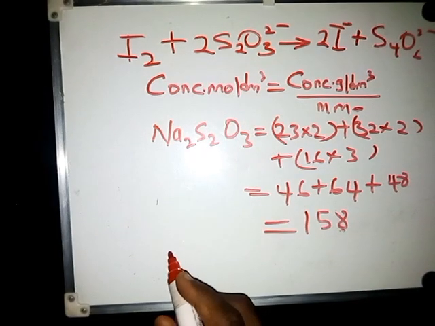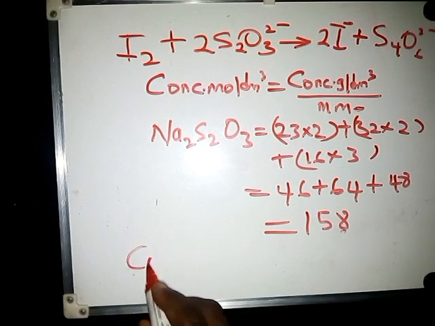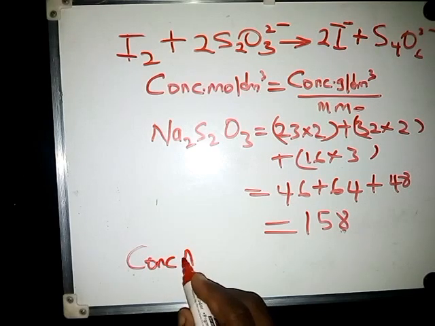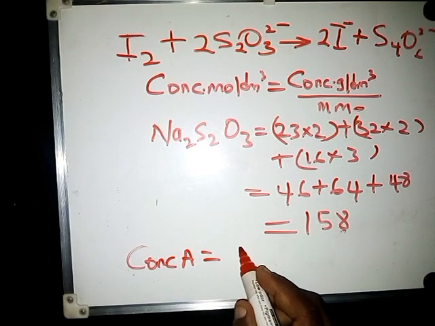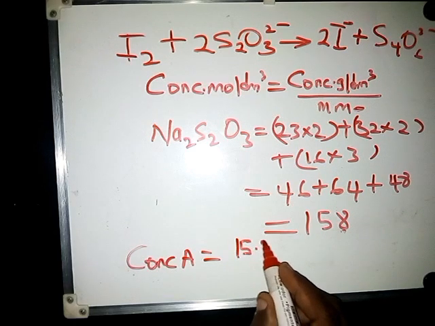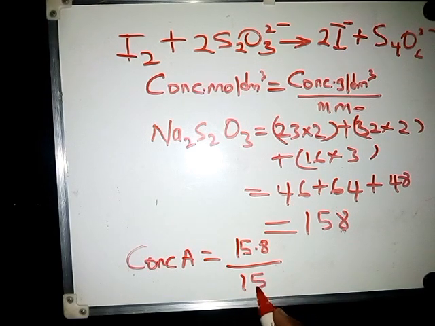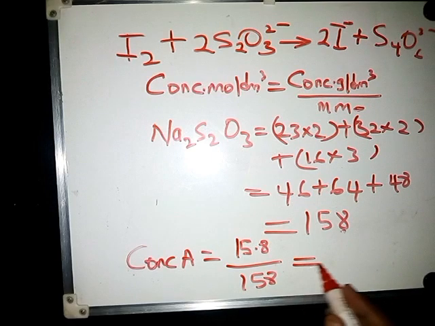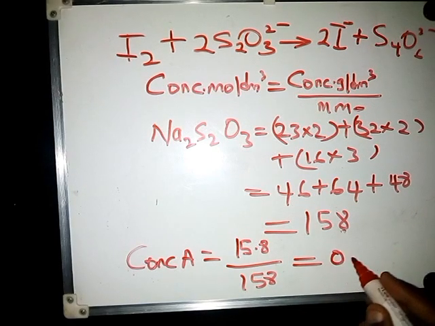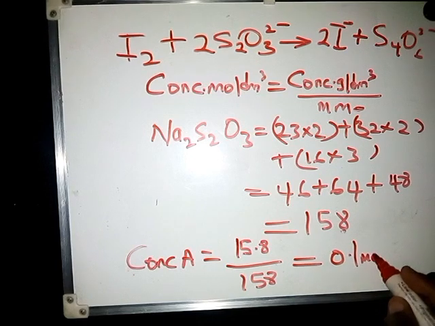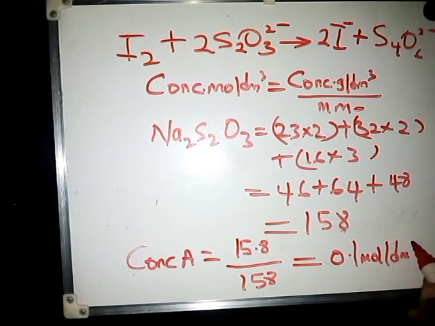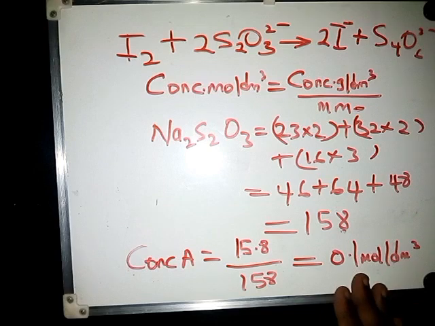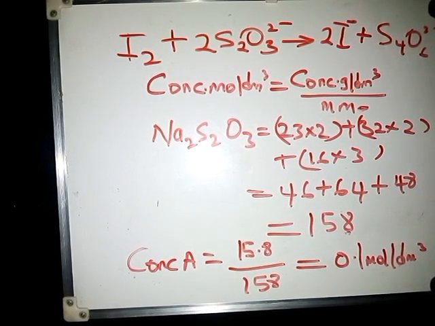So to calculate the concentration of A in mole per dm cube is equal to 15.8 over 158. So at the end of the day, you are getting 0.1 mole per dm cube. So this is the concentration of A in mole per dm cube. So let's find the second question, the concentration of the iodine in B in mole per dm cube.